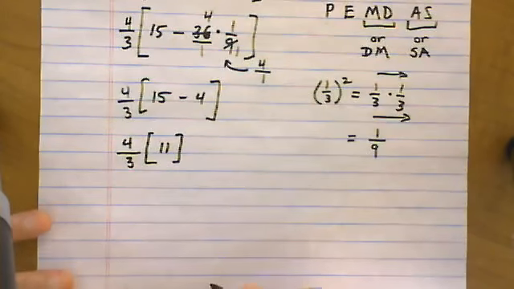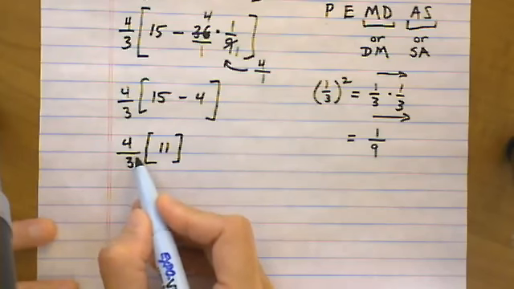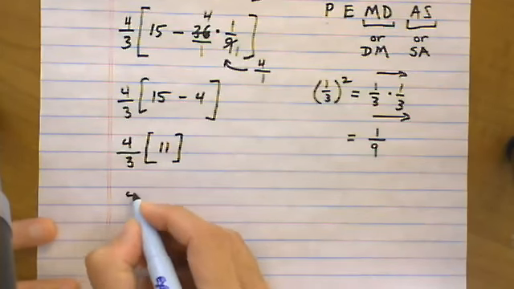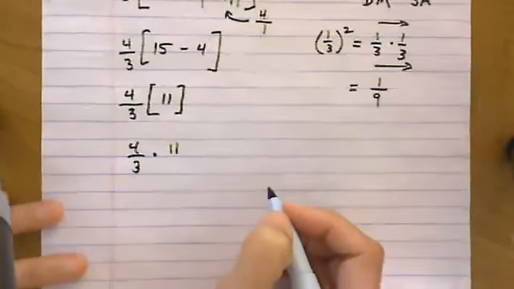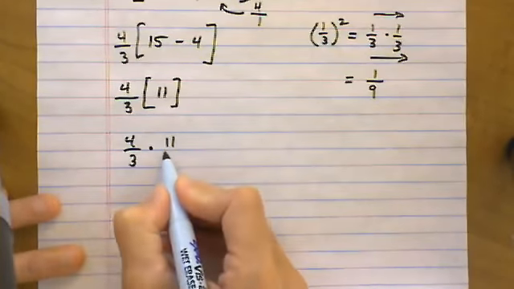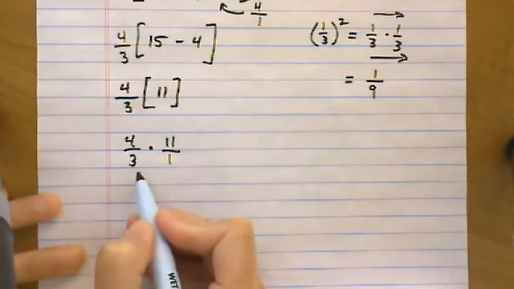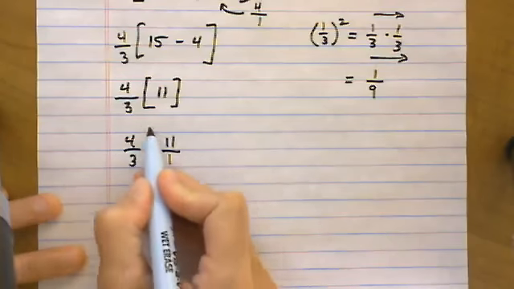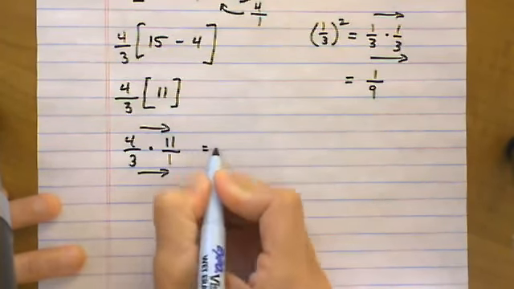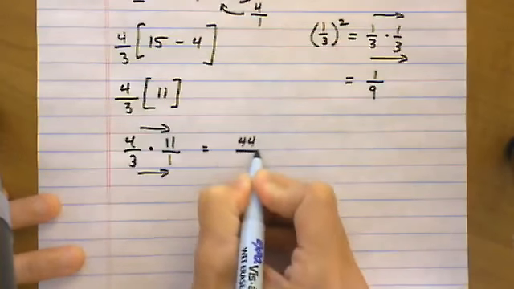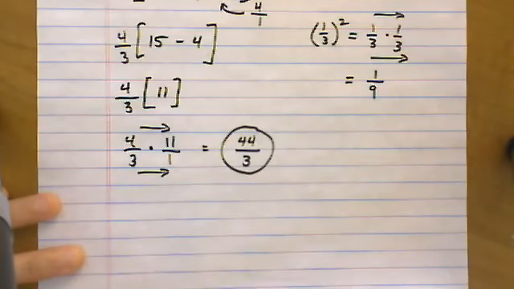All right, now we are done simplifying inside the brackets. So we go ahead and do the multiplication. And I'm just going to rewrite it so it's a bit easier to work with. 4/3 times 11. And sometimes it's easier to look at this as a fraction, right? So we have 11 is the same as 11 over 1. And now we multiply the two fractions. There's no reducing possible, so we just go right across the top and across the bottom. And we get 4 times 11 is 44, over 3 times 1 is 3. And that's our final answer.